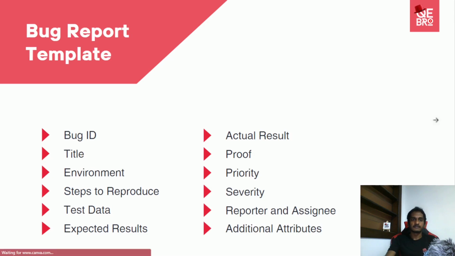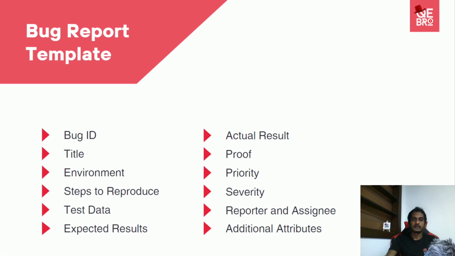Okay, so the next part is about the bug reporting template. If you can remember, last time I shared a template for test cases as well. Now we have a template for bug reporting. Again, I want to mention this is not the one and only template for bug reports. These are what I feel are the most important attributes for your bug report. You can drop things or you can add things based on your needs.